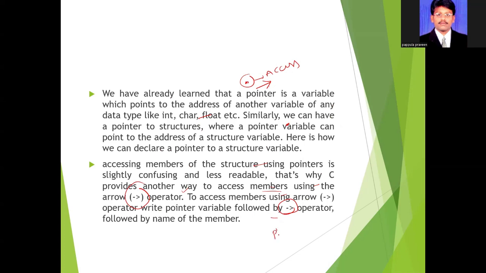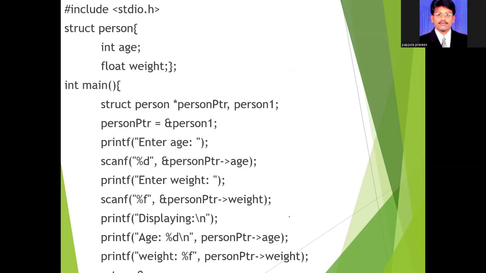So now ptr, already we declared ptr, arrow roll number. Previously we took s dot roll number. Now instead of the dot symbol, we use the arrow operator. Remaining everything is similar to our previous program. Now we take a small example.